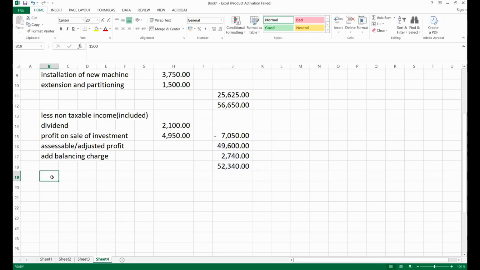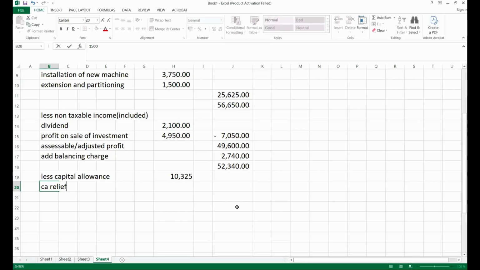So after that, we now say less capital allowance. Under the capital allowance, from the question, we are told that the agreed capital allowance is 10,325. Then capital allowance relief, we are going to restrict it to what? To which percentage? 2/3 of assessable profit. So 2/3 of 49,600, times 2 divided by 3.